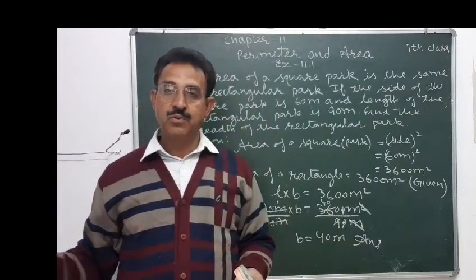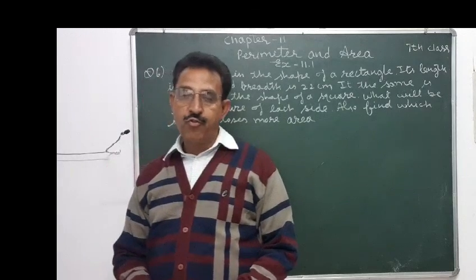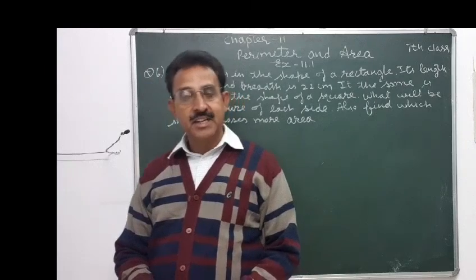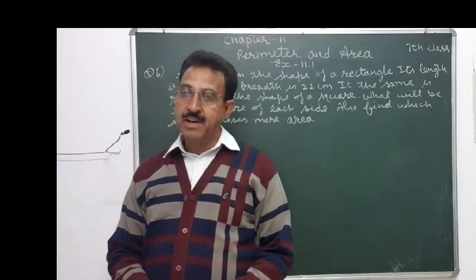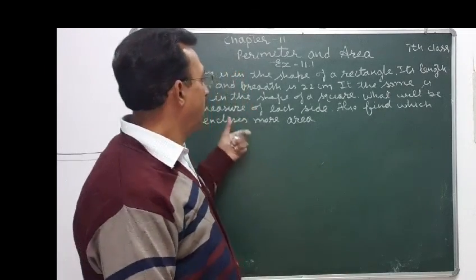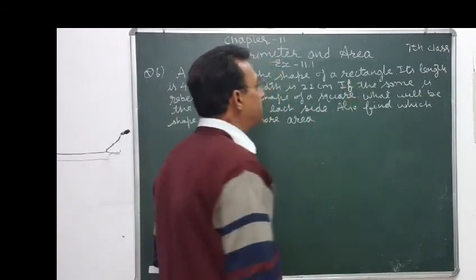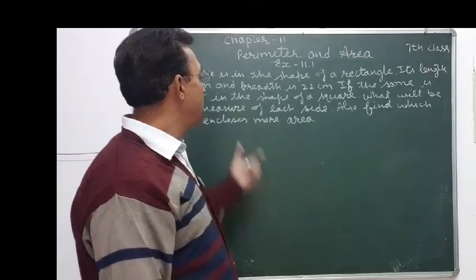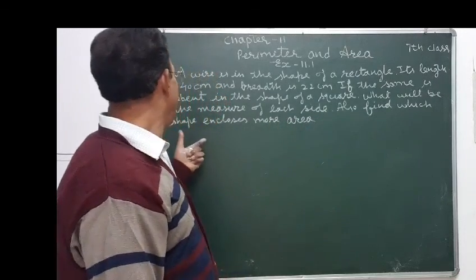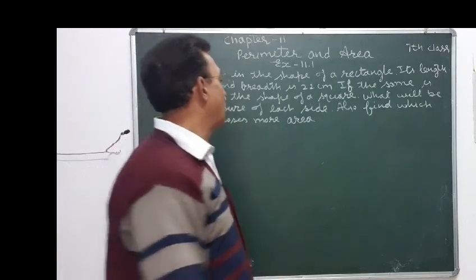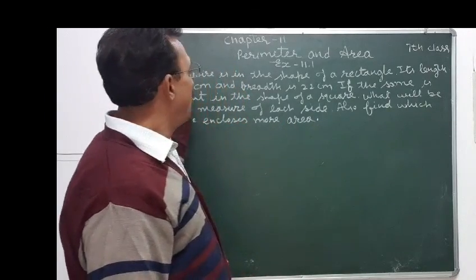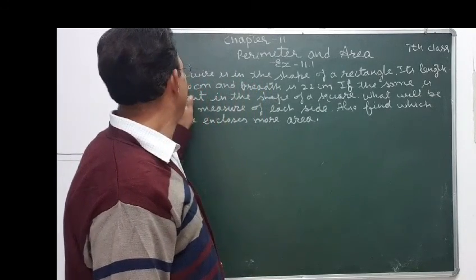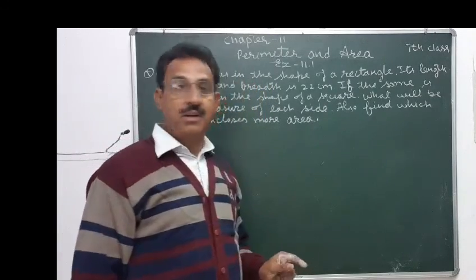Now let's move to question number 6. The statement of question 6 reads, a wire is in the shape of a rectangle. Its length is 40 centimeter and breadth is 22 centimeter. If the same is rebent in the shape of a square, what will be the measure of each side? Also find which shape encloses more area. So the wire is in the shape of a rectangle. So the length of the rectangle is 40 centimeter and breadth is 22 centimeter.